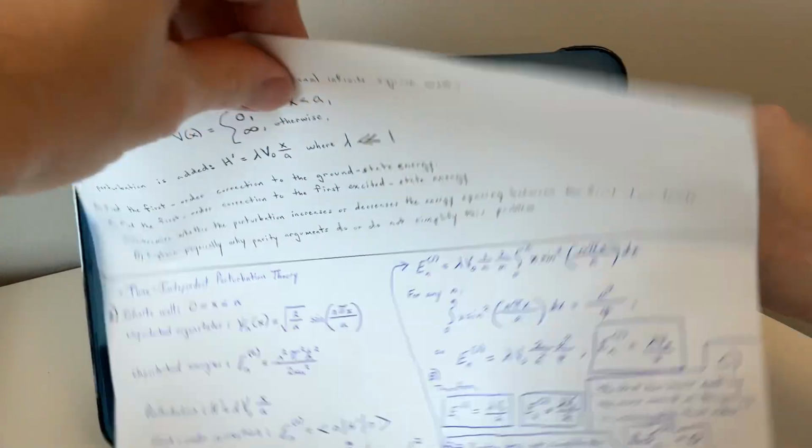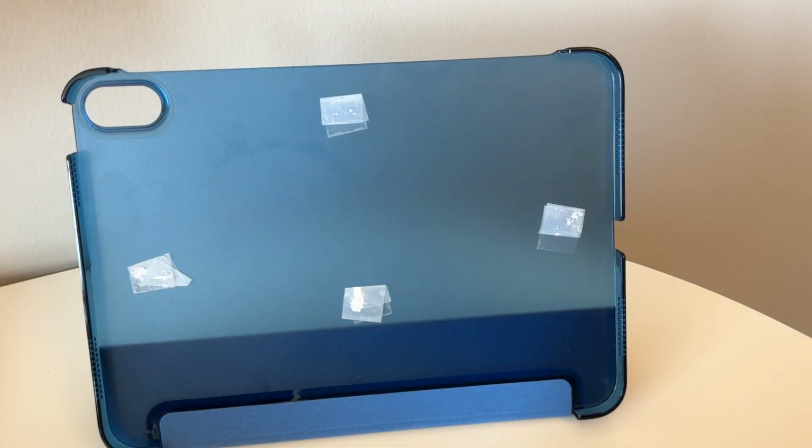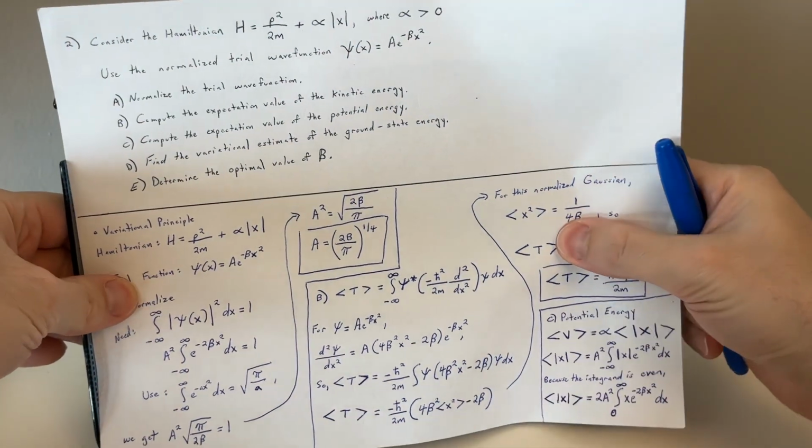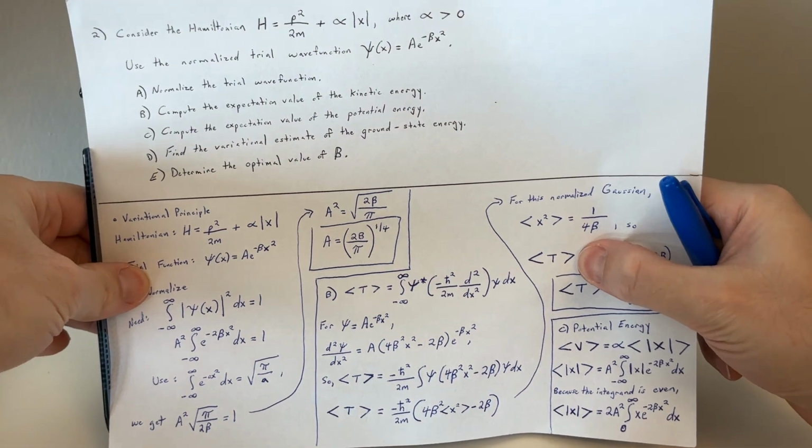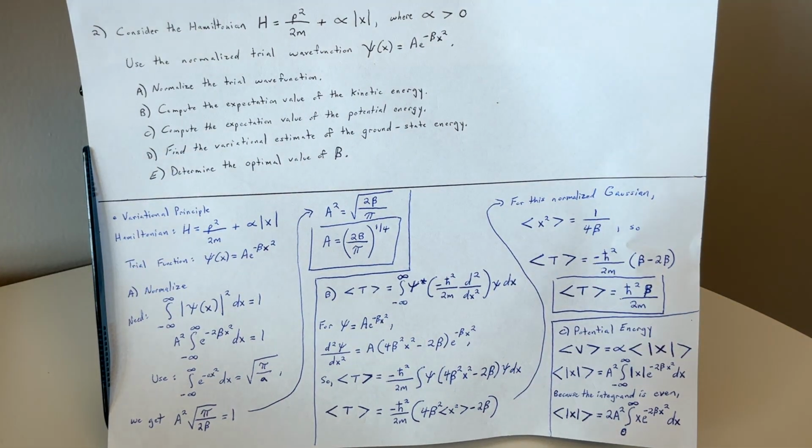And that being said, we can now move on to number 2, a Hamiltonian that we're going to be given here. Okay, number 2: consider the Hamiltonian H equals p squared over 2m plus alpha times the absolute value of x, where alpha is greater than 0. We're going to use the normalized trial wave function psi of x equals A e to the negative beta x squared.